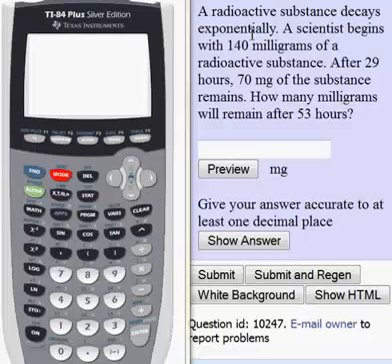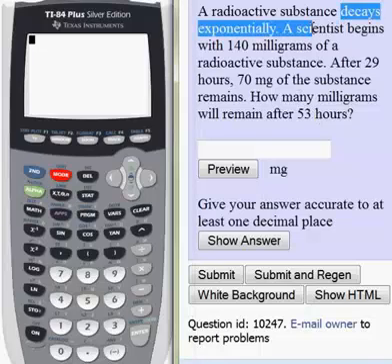In this problem, we're given that a radioactive substance decays exponentially. A scientist begins with 140 milligrams of a radioactive substance. After 29 hours, only 70 milligrams remains. How many milligrams will remain after 53 hours? The key to this problem is to realize that they said it decays exponentially.